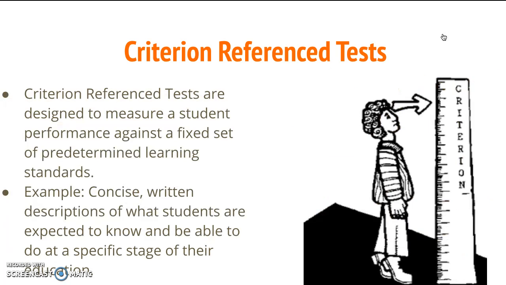Criterion-referenced tests are designed to measure a student's performance against a fixed set of predetermined learning standards. Examples of these are concise written descriptions of what students are expected to know and be able to do at a specific stage of their education.